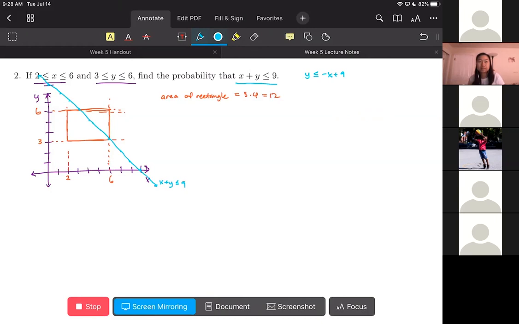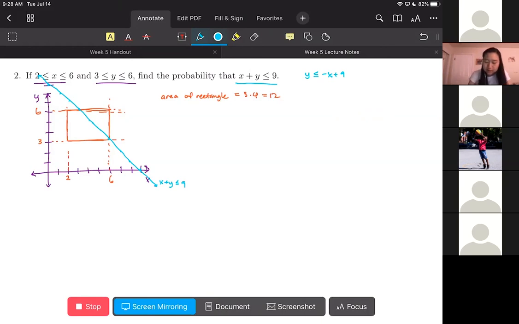The part within the rectangle. Well, there's two parts within the rectangle, right? There's this part and this part. This part and this part. So which side is going to be the side that satisfies x plus y is less than or equal to 9? I think the side to the left.